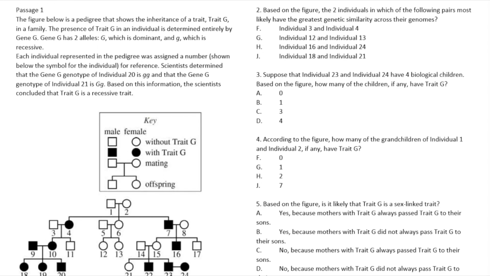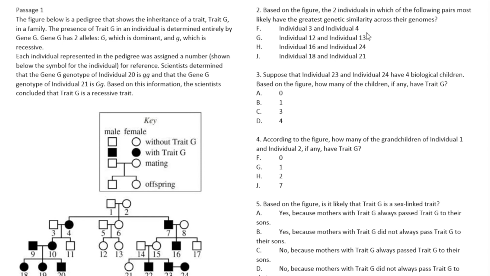Question 2 says, based on the figure, the two individuals in which of the following pairs most likely have the greatest genetic similarity across their genomes? Then we have a few different pairs of individuals. So let's go through them one by one and see how much genetic similarity we think they will have. Now there's kind of an interesting subtlety here in that genetic similarity doesn't necessarily mean trait G similarity. Maybe genetic similarity is just how close they are in the family tree. So let's go look at the figure.